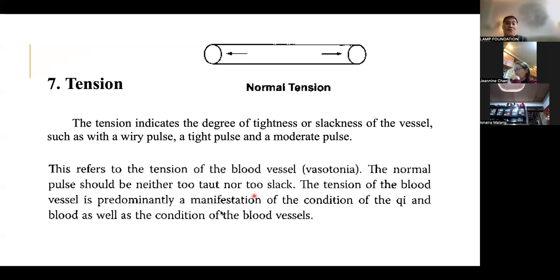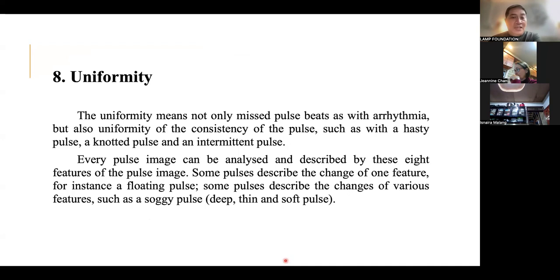And lastly, the uniformity. Okay? It doesn't mean only missed pulse beats. Okay, yung mga may heart issues, you should be very careful, especially if you're already aware. You would miss some pulse beats. No? Yung mayroon silang arrhythmia.